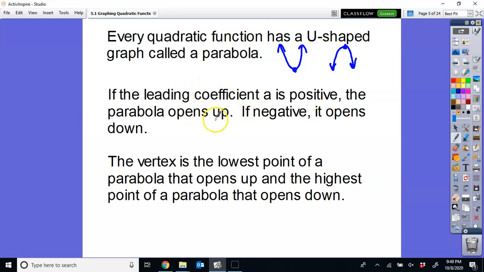Also, not only does the leading coefficient tell me if it opens up or if it opens down, and how it stretches, but it also tells me that the vertex is going to be either a minimum point at the bottom or a maximum point at the top. And that has some great carryover for us into word problems when we apply this to more real-life situations. So that vertex is a critical point.